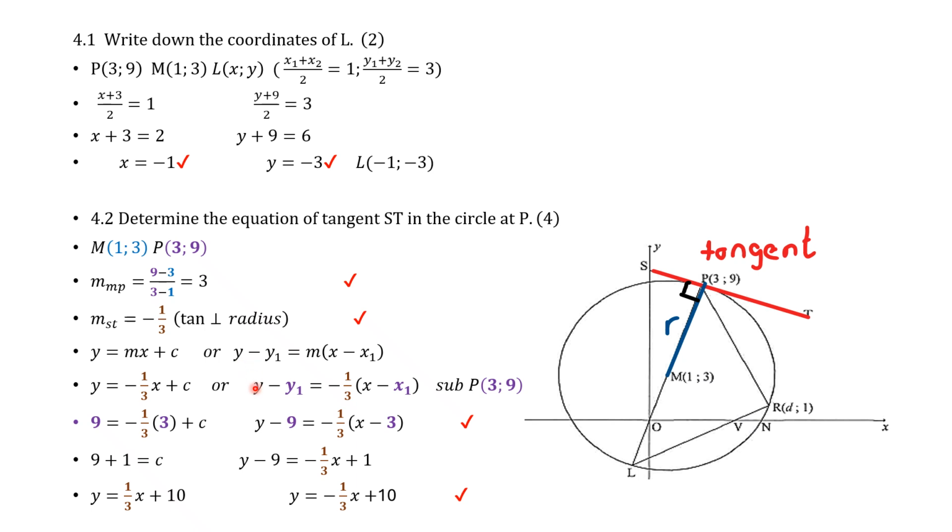Or on the other side, y minus y1. So y1 would be 9, x1 would be 3. Negative 1 over 3 x times, that would give me negative 1 over 3 x. Negative 3 times negative 1 over 3 gives me plus 1. There, if I bring minus 9 over, 1 plus 9 would then give me 10. So 1 mark there for correct substitution and 1 mark for the final answer.